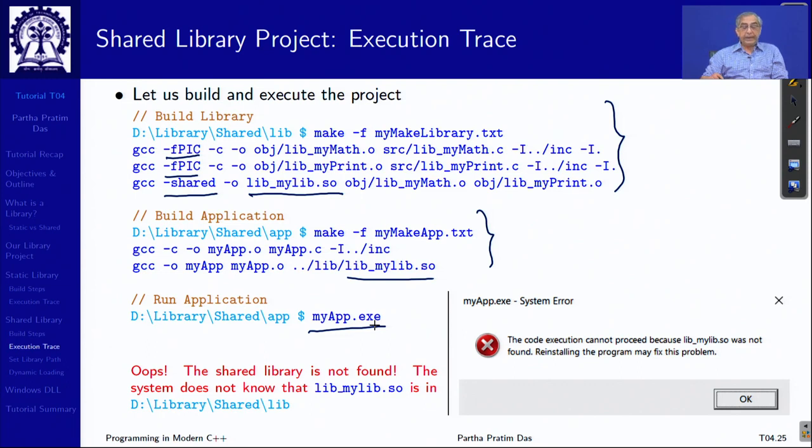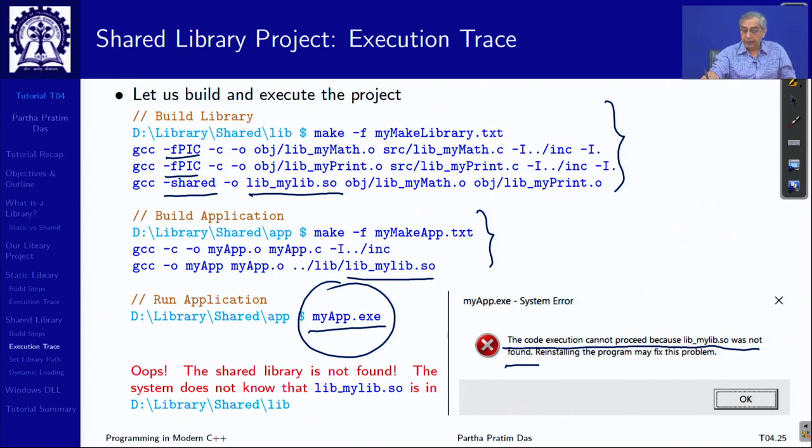It does not work, it throws an exception, it crashes, it gives a system error. It says the code execution cannot proceed because lib_mylib.so was not found. Why does it say so? It says so because unlike the static library, where these codes were part of myapp.exe, lib_mylib.a became a part of myapp.exe. Now, it is not so.